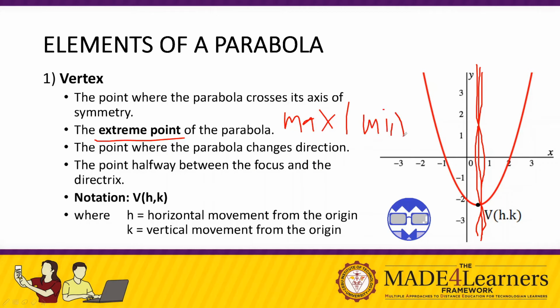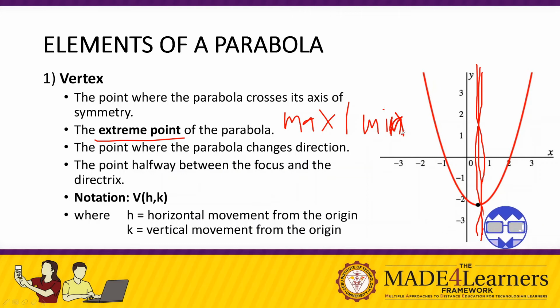This is especially so when the parabola is facing or opening upward or downward. In this case, our vertex is the minimum point because it's the lowest point of the graph. If you try to trace it out, V(h, k) is the lowest point. Next, it's the point where the parabola changes direction.